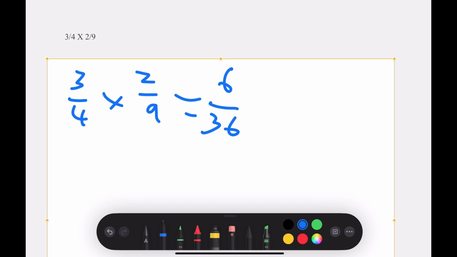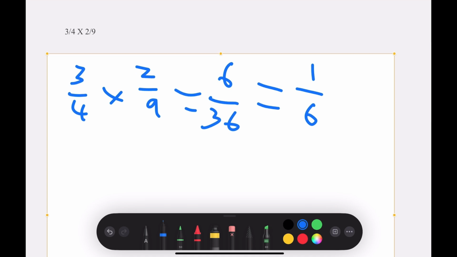So we've got 6 over 36, but that can be simplified because we can divide the top and the bottom by 6 to get 1 over 6. If you left your final answer as 6 over 36, you would lose a mark. So with 1 over 6, you've got the full marks. That's why simplifying the fraction is so important.